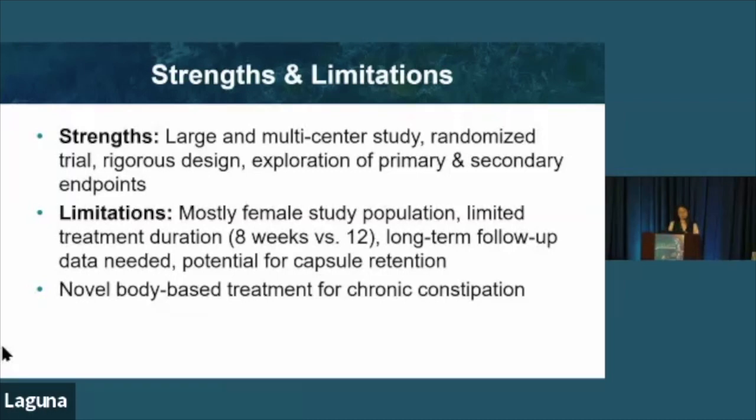Major strengths of the study include its large multi-center design. It was a randomized trial, had a very rigorously designed framework, and it did explore multiple primary and secondary endpoints. The limitations, which are common in these types of trials, were a mostly female population. It did have limited treatment duration, so it was studied for only 8 weeks, and so longer term follow-up data are needed. As with any of these ingestible capsules, there's always a potential for capsule retention in certain individuals. But overall, I think the data are very promising, and it could represent, again, a novel therapy for chronic constipation.